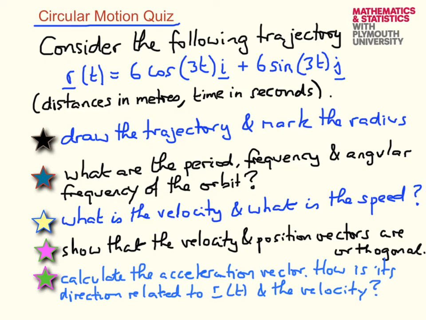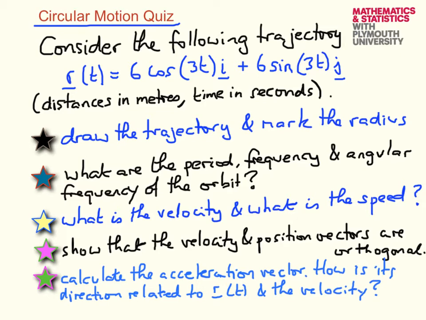So the aim of this podcast is to give you the opportunity to practice the study of circular motion. So what I'd like you to do is to consider the following trajectory. R is a position as a function of time t, and i and j are the unit vectors in the x and in the y directions respectively. All distances are measured in meters, time is measured in seconds.